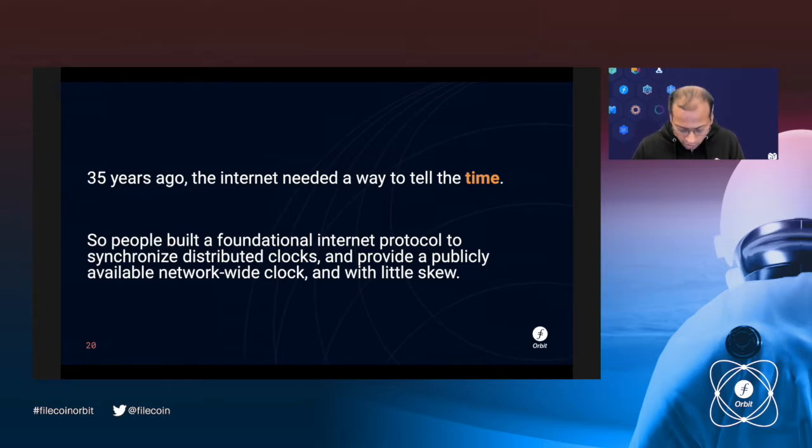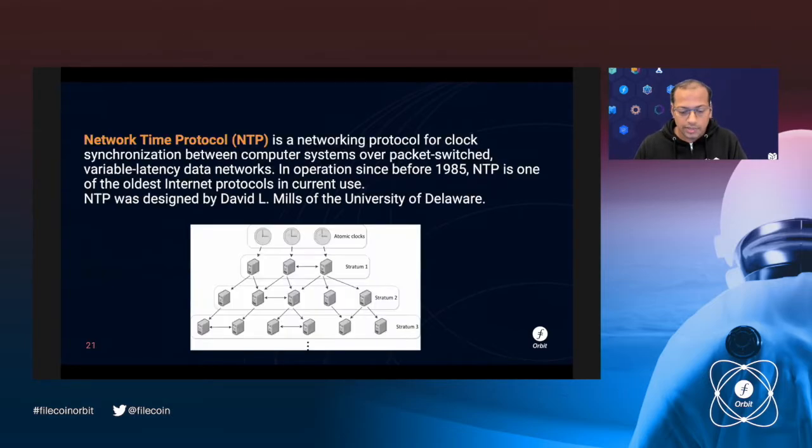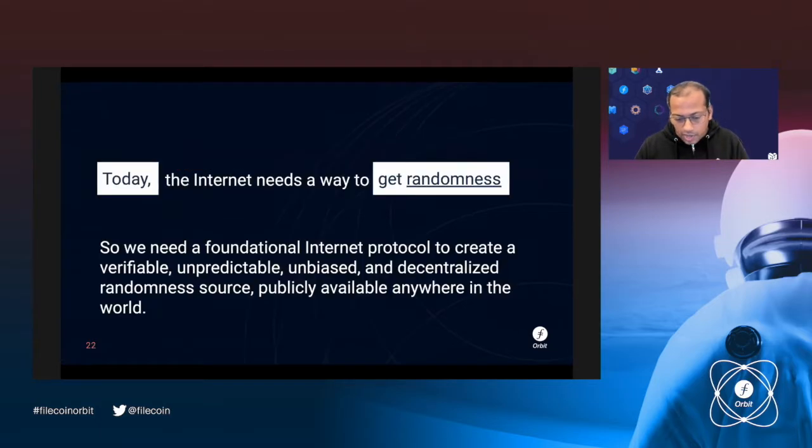As we all know, 35 years ago, the internet needed a way to tell the time, or agree upon time. So people built a foundational internet protocol to synchronize distributed clocks and provide a publicly available network clock, so to speak, with very little skew. And that's NTP, the Network Time Protocol, in which there are layers and layers of generation and distribution infrastructure that distribute this information over packet-switched, variable-latency data networks. So it's similar to that.